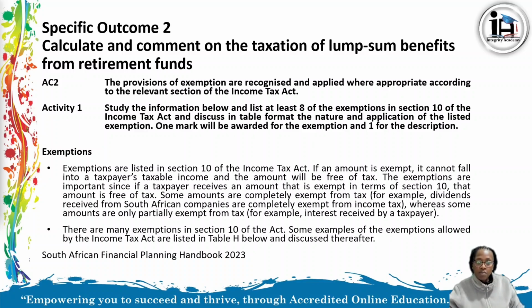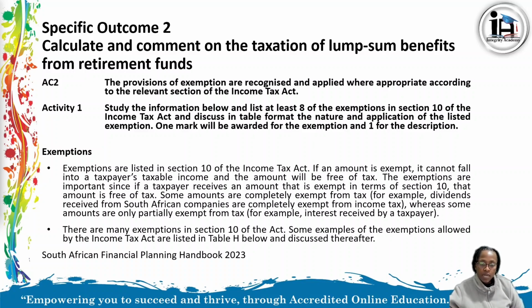Some amounts are completely exempt from tax. For example, dividends received from South African companies are completely exempt from income tax, whereas some amounts are only partially exempt from tax. For example, interest received by a taxpayer. There are many exemptions in section 10 of the Act. Some examples of the exemptions allowed by the Income Tax Act are listed in Table H below and discussed thereafter.